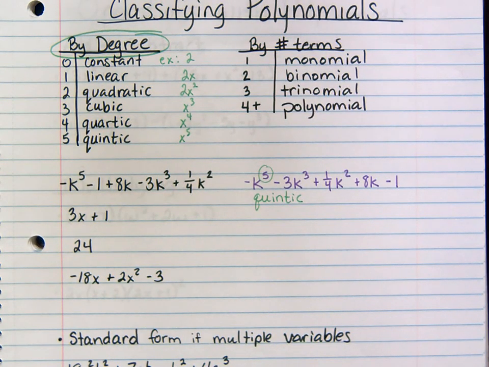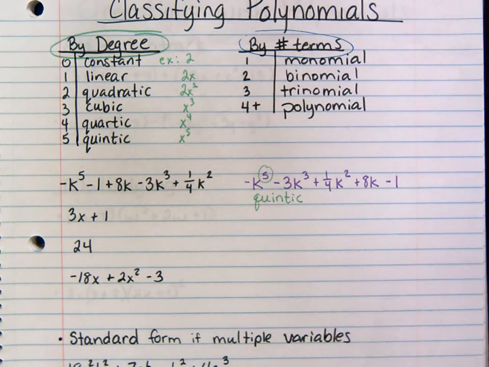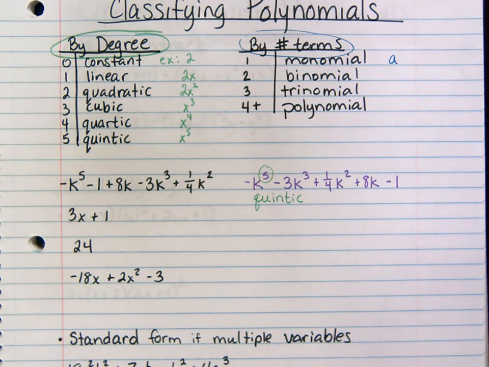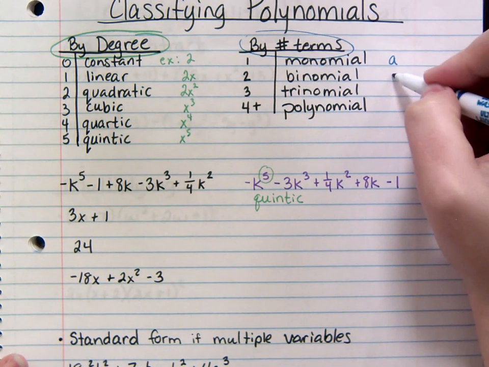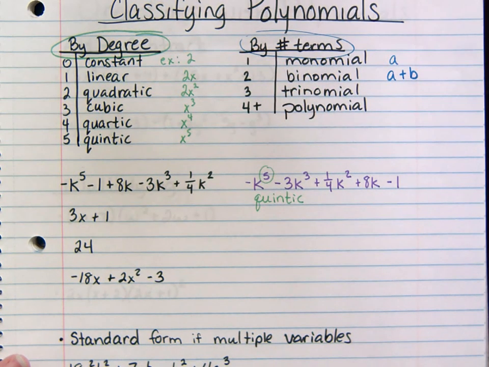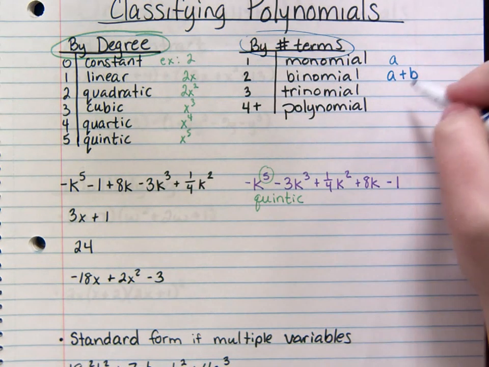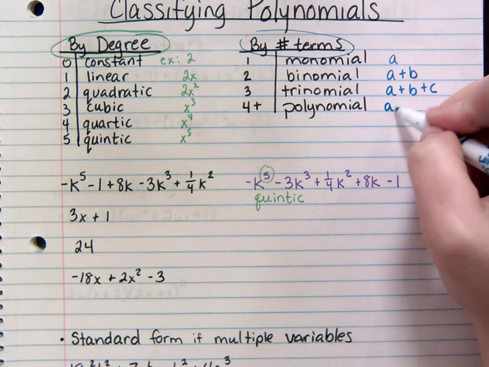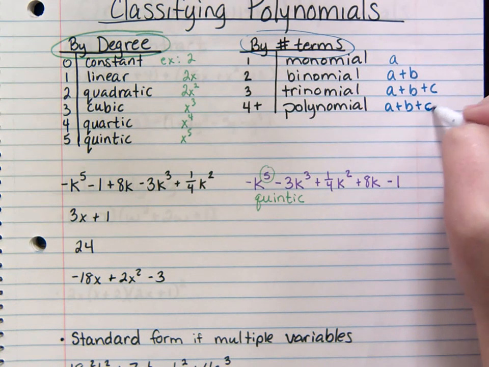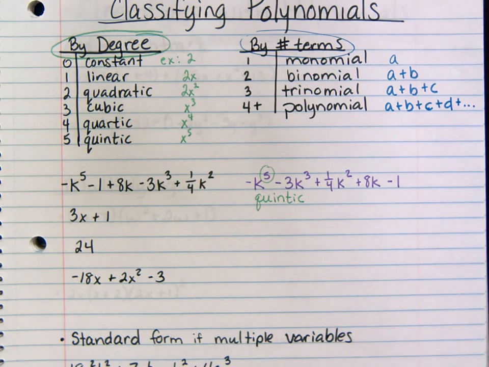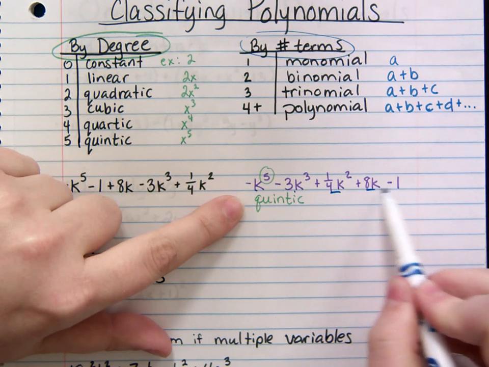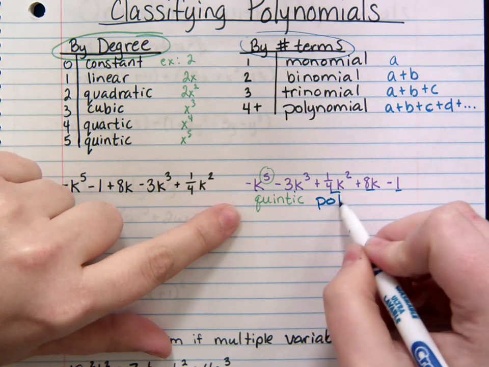Now, another way we classify polynomials is by the number of terms. Monomial is just one piece, no addition or subtraction. Binomial, there's 2 terms separated by addition or subtraction. Trinomial, there's 3. Polynomial is 4 or more. So with this example, there's 1, 2, 3, 4, 5, so it's polynomial.